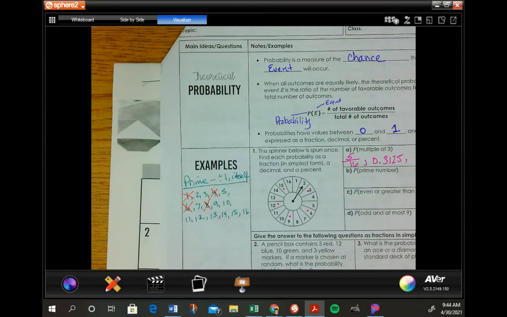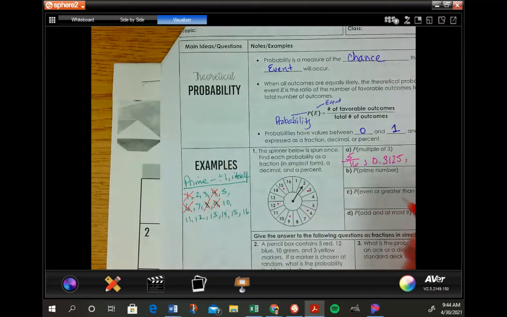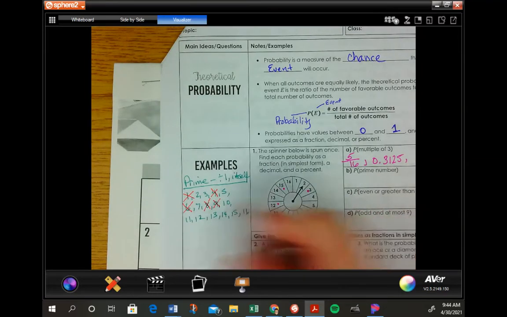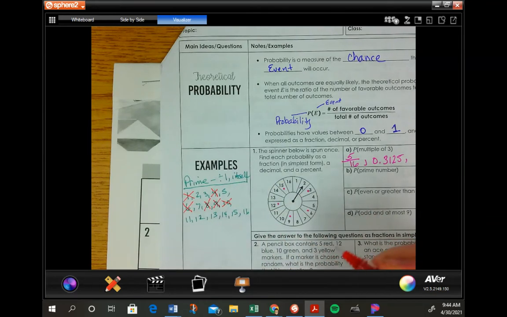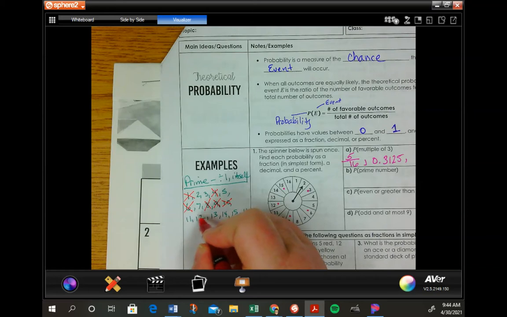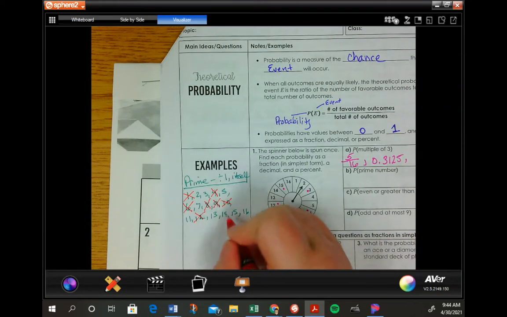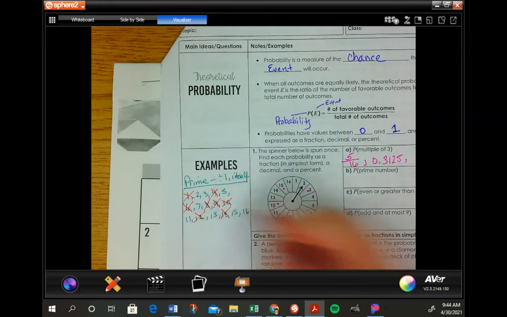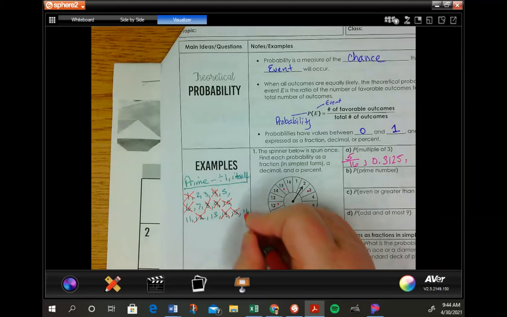What about 9? It looks like it's following the pattern, but it's also divisible by 3. So it's not prime. 10 is divisible by 2 and 5. 11 is prime. 12, not prime. 13, prime. 14, not prime. 15, not prime. 16, not prime.